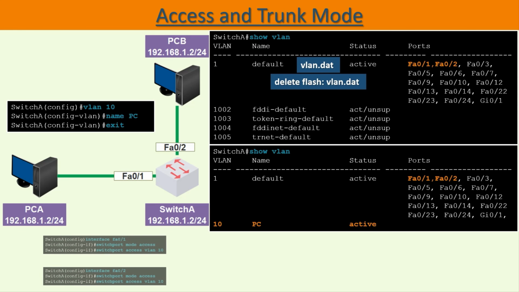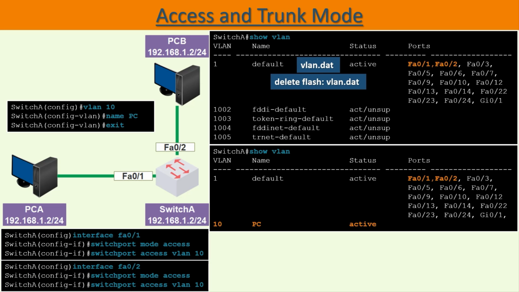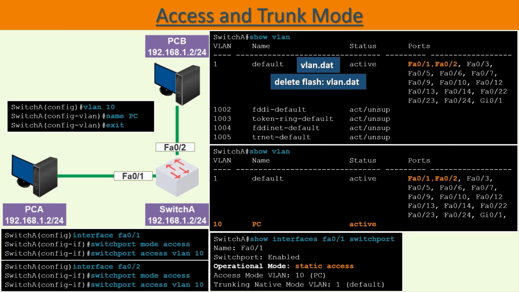So we're going to add FastEthernet ports 0/1 and 0/2. To do this, you have to connect to each of the interfaces. Then set up the access mode with the switchport mode access command and place the interface in the VLAN you want with the switchport access vlan command. Both PCs are now part of VLAN 10 and can communicate again. The show interfaces switchport command allows us to display a lot of information, such as the type of interface and the number of the VLAN to which it belongs.